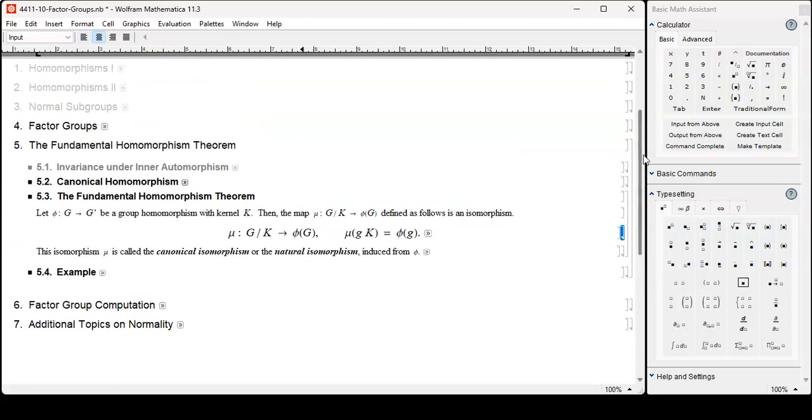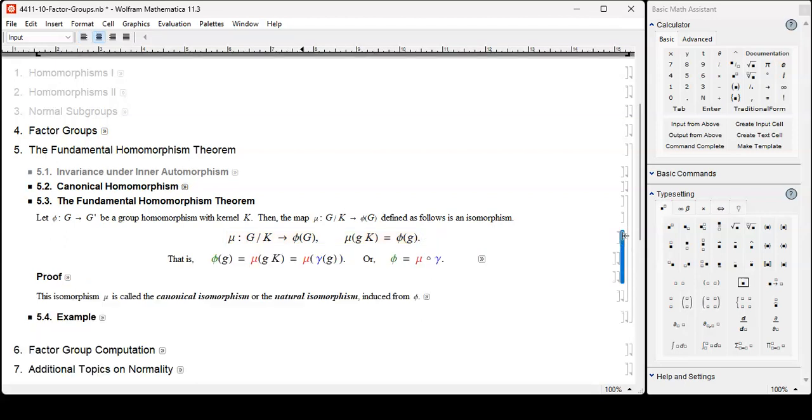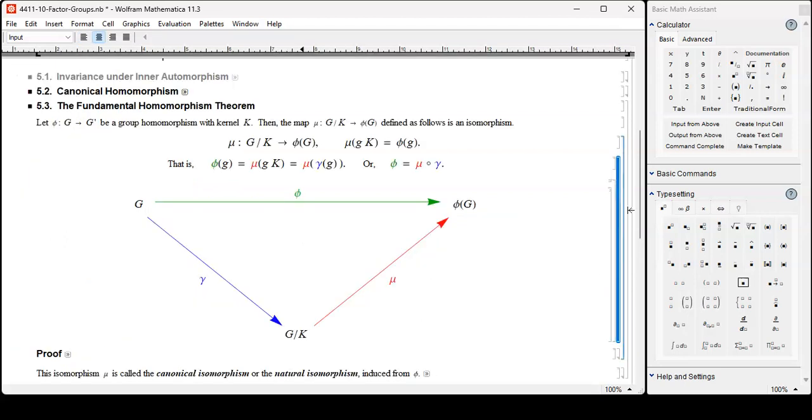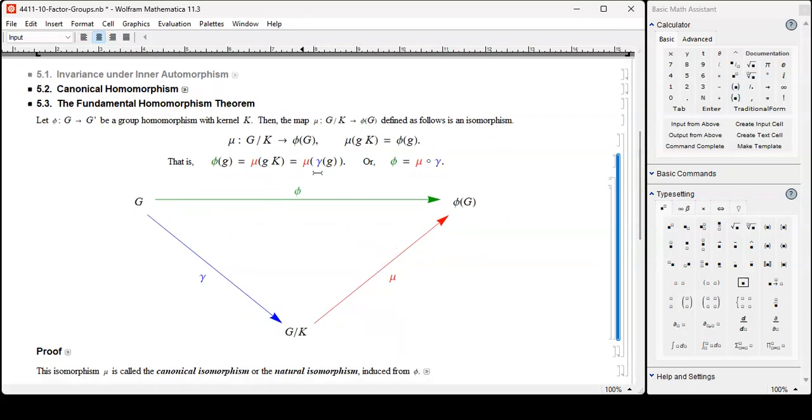So, we successfully proved that this map mu is well defined, and that it's an isomorphism. We call it the canonical isomorphism. And let me show you the graphical expression once more. From G to phi of G, that's an arbitrary homomorphism, that can be re-expressed in terms of G to G over K, the kernel, and then G over K to phi of G. And this is the canonical homomorphism, and this one is the canonical isomorphism.